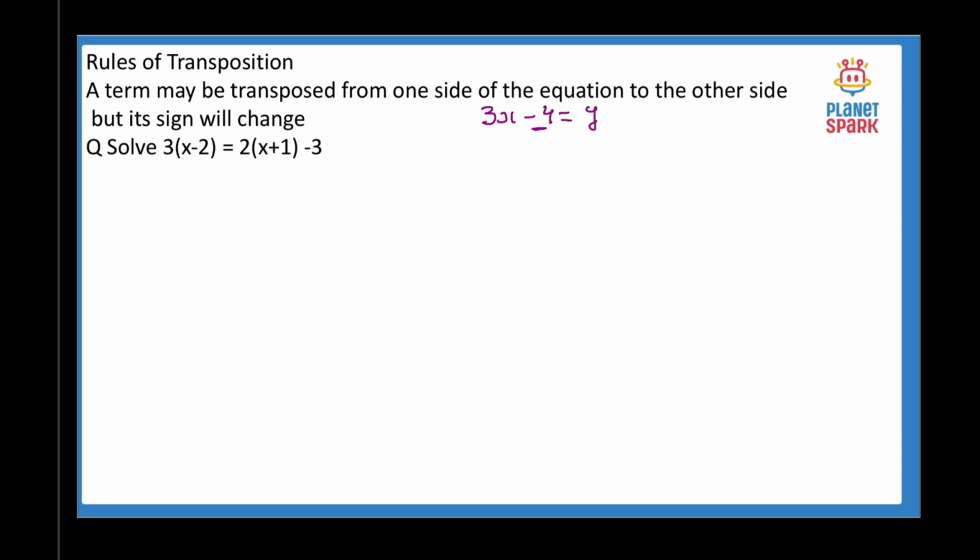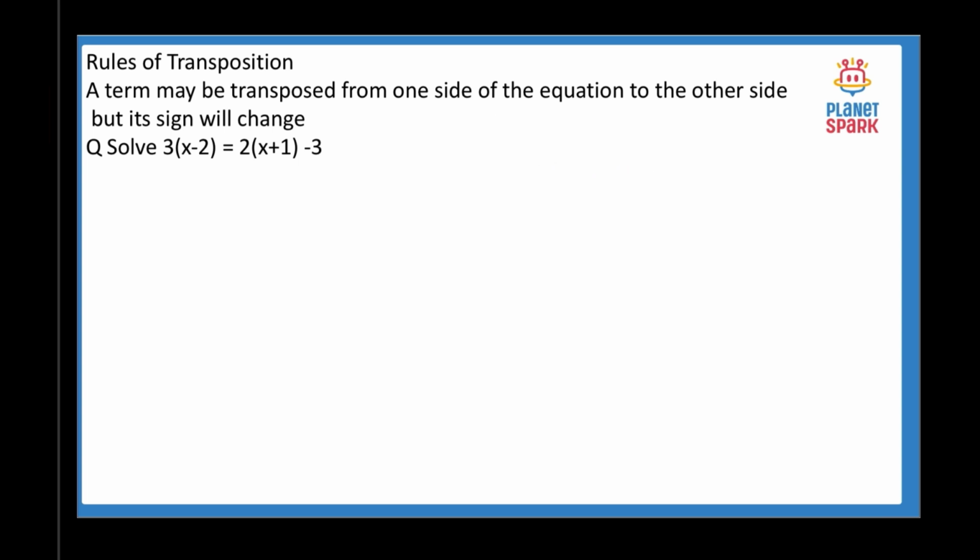Example: 3x minus 4 is equal to y. If I take y from RHS to LHS, y is subtracted on RHS, y would be added. So minus becomes plus. Let's take another example. If I am having 5x plus 7 is equal to 6. Since 7 is added on LHS, if I take it to RHS, it would be subtracted. So plus becomes minus. 5x is going to be equal to minus 1.